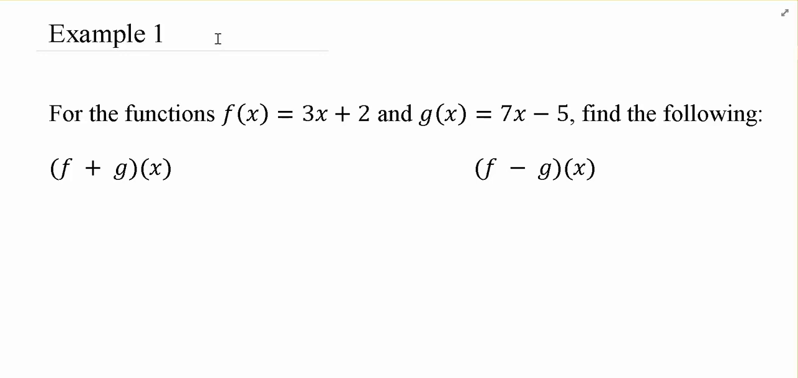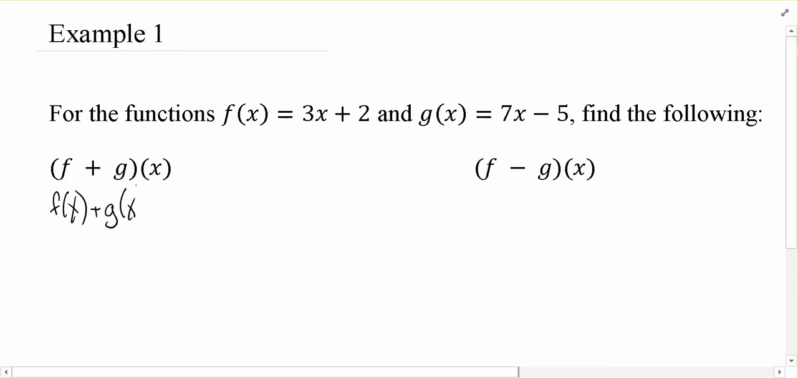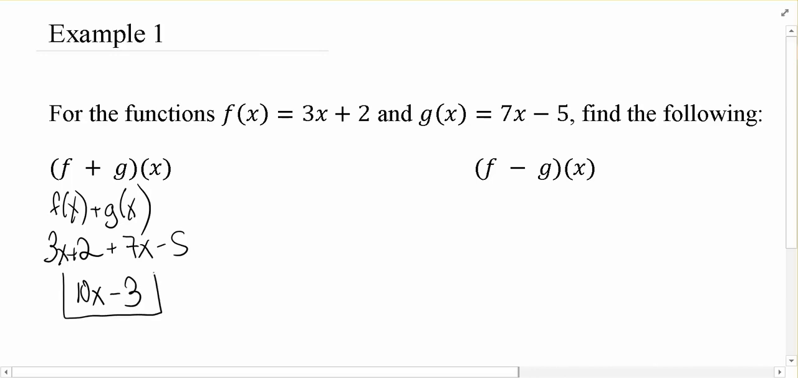If I want to take these functions f and g, and I want to say what is the sum f plus g of x, then literally what I'm going to do is take f of x and add that to g of x. F of x in this case is defined as 3x plus 2. G of x is defined as 7x minus 5. And this really just turns into a combined like terms situation. And so it should be very straightforward, very simple for addition.